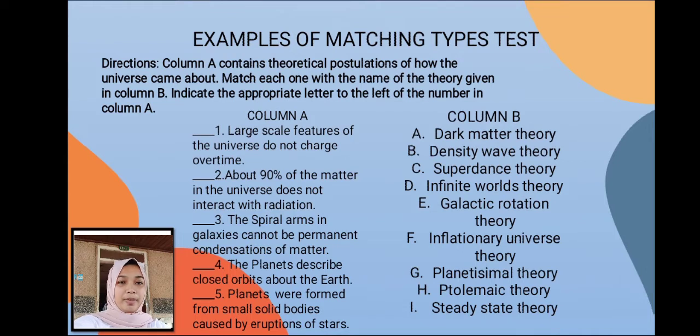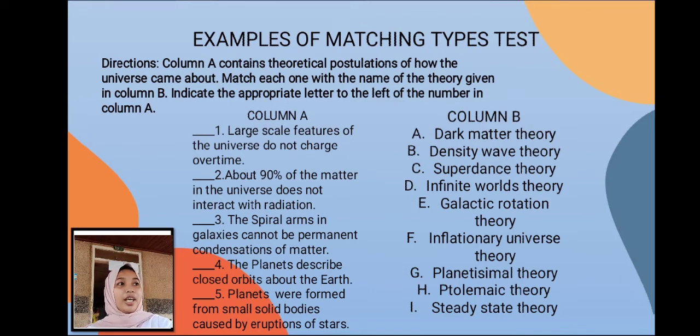Number 3. The spiral arms in galaxies cannot be permanent condensations of matter. Number 4. The planets describe closed orbits about the Earth. Then number 5. Planets were formed from small solid bodies caused by eruptions of stars. While the column B indicates the name of the theory.